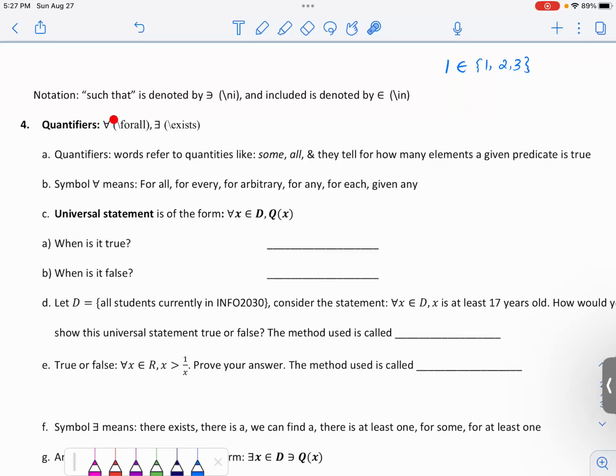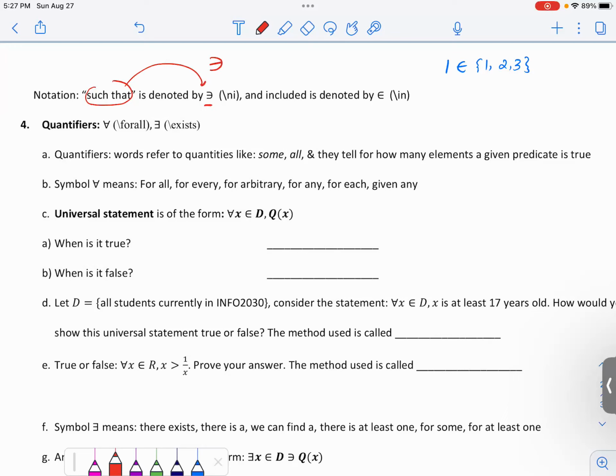And again, this is read for all. This is read there exists. Two other symbols that we need to introduce because we'll use them so often. The first one is this one. It represents such that. Okay, such that, you just write it like that.